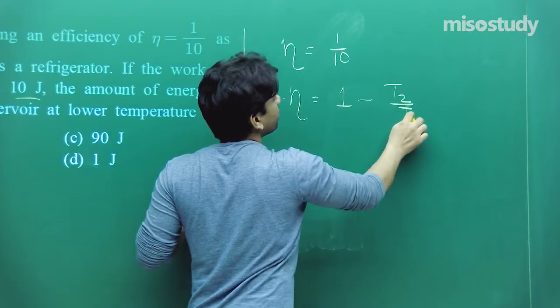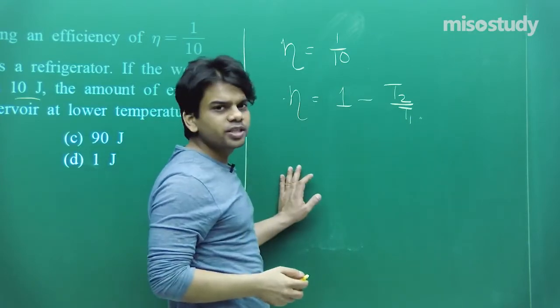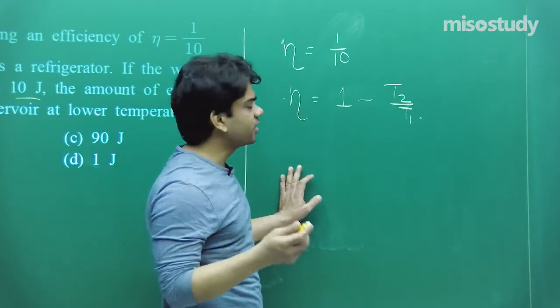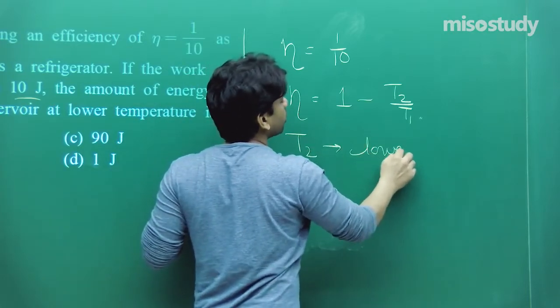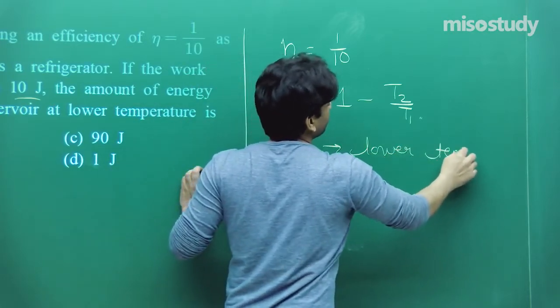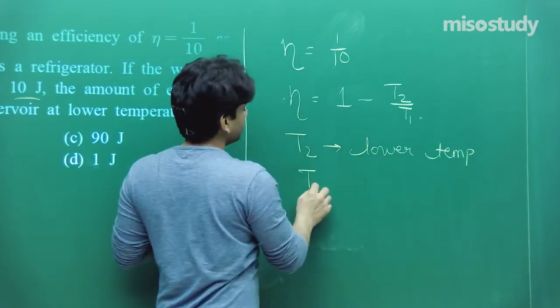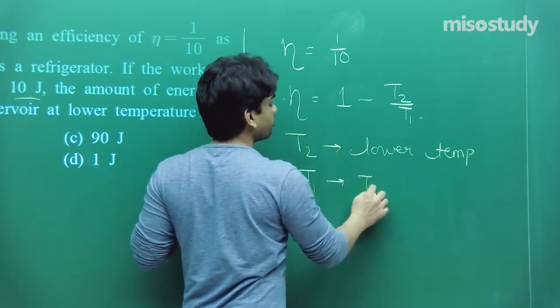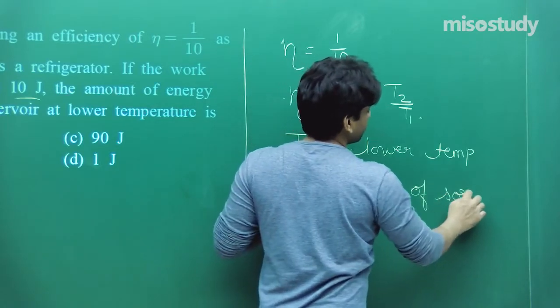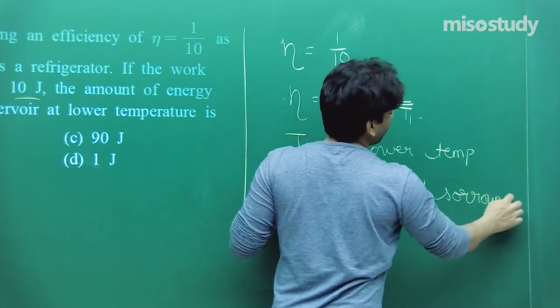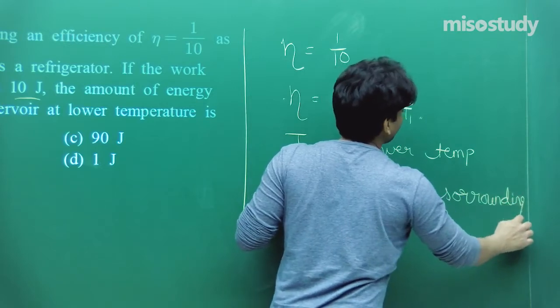This is what we can write, where T2 is the temperature, the lower temperature, and T1 is the higher temperature. So T2 we can say the lower temperature or the reservoir temperature, and T1 is the temperature of the surrounding in which the heat is released. This is what we can comment on T1 and T2 that we have taken.